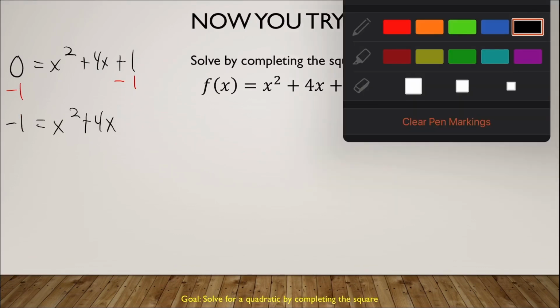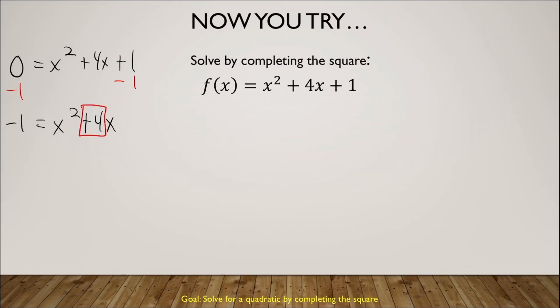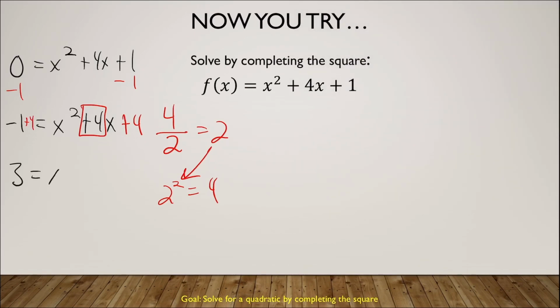I want to make that right side a perfect square. So I'm going to take that 4, divide it by 2, take that 2 and square it, and I get 4, and I'm going to add that 4 to both sides. So now I get 3 equals x squared plus 4x plus 4.